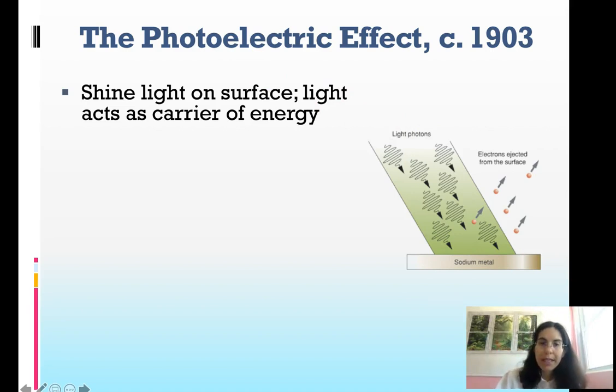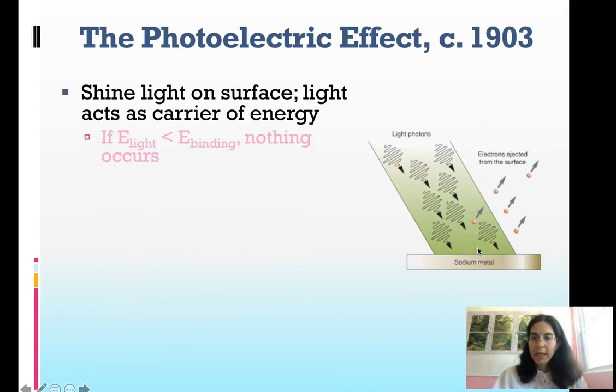Selenium is particularly good at this, and the light acts as a carrier of energy. Basically, photons go in, electrons come out. Now, the main issue here is the binding energy of the metal. If the incoming energy is less than the binding energy, then the electrons stay in. You haven't paid your dues enough to break any of them out.